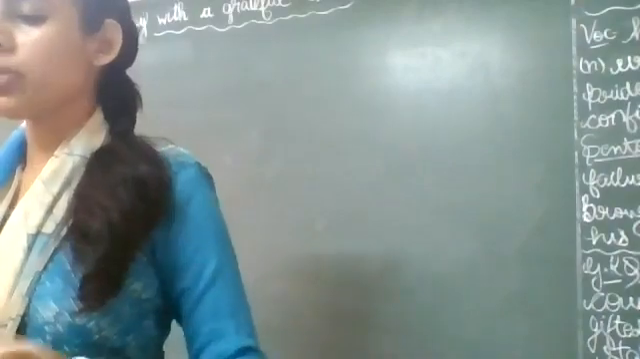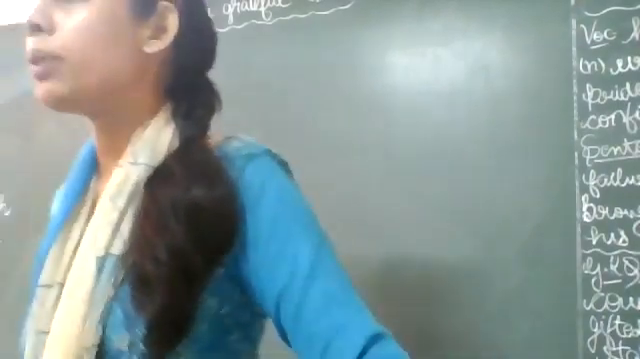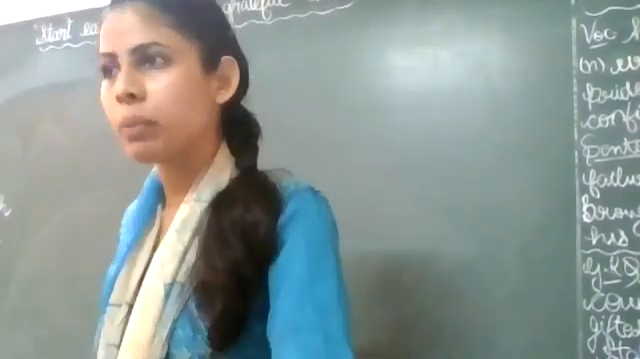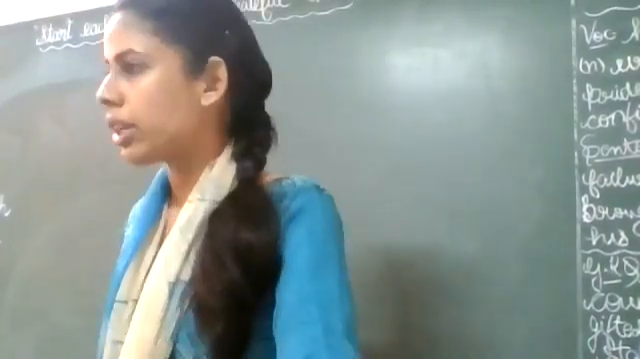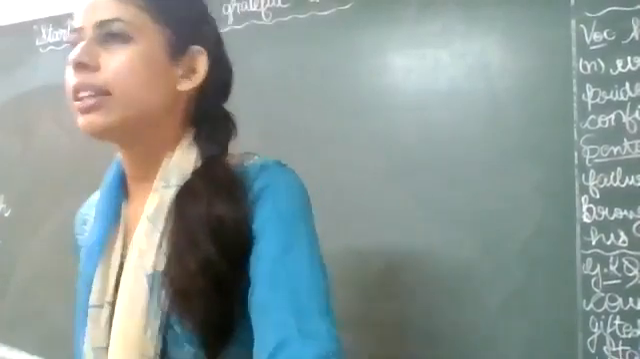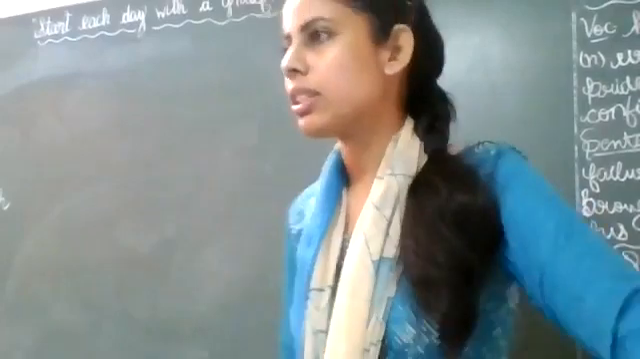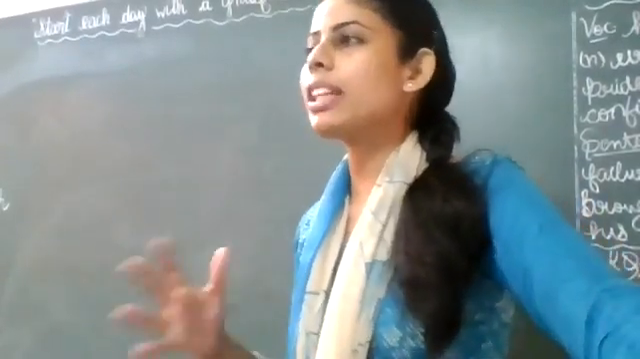Step number 1, nutrition in plants. So what are the nutrients? The components of food that are necessary for the proper growth and development of the body are called nutrients. And food is essential for all living organisms. What are the uses of food?